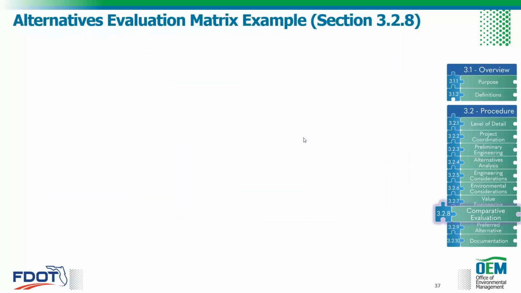So we're going to move into an example of an alternatives evaluation matrix. There is a list of suggested items to include in the matrix in the chapter, but the evaluation criteria should be developed based on specific project needs and potential impacts. The list in the chapter is not comprehensive and should be tailored to each project. Also, if you have a different type of project, like a freight or multimodal project, your matrix is going to look significantly different from this, but there's a great place to start in the chapter in section 328.